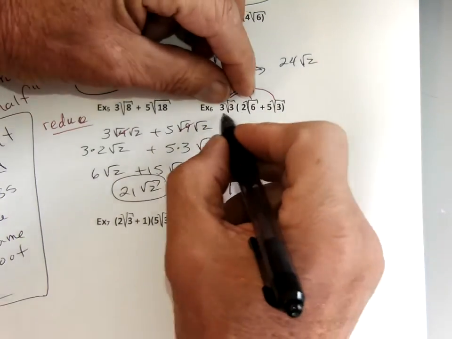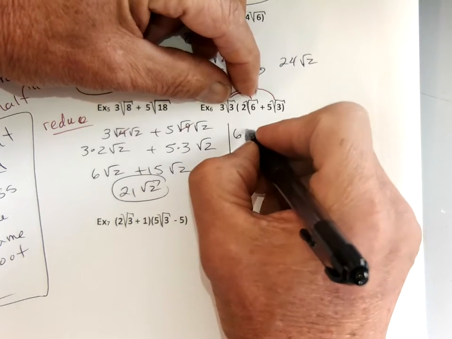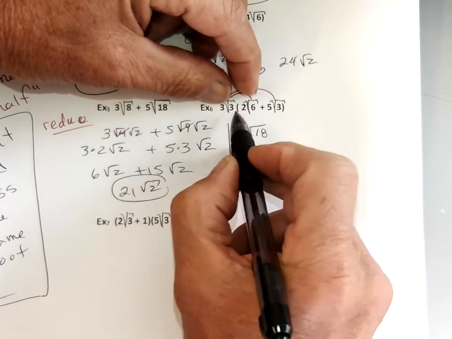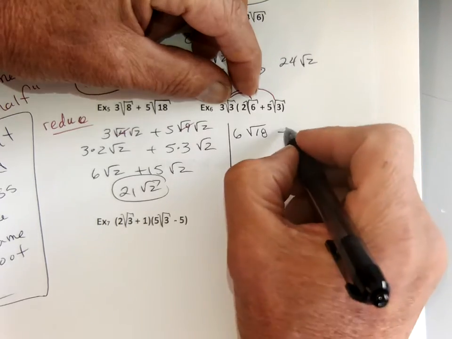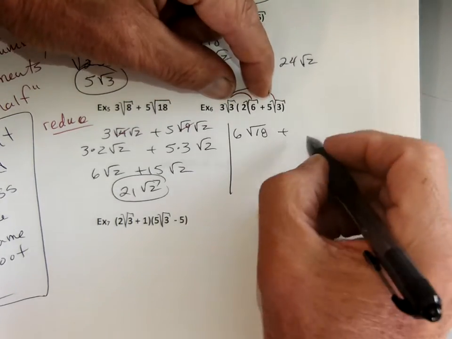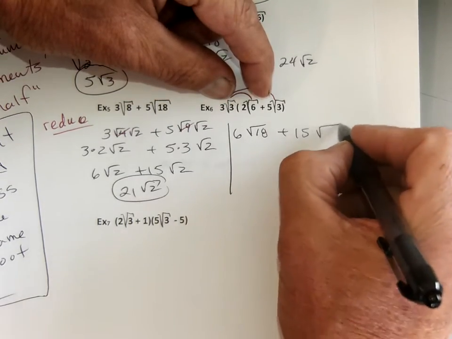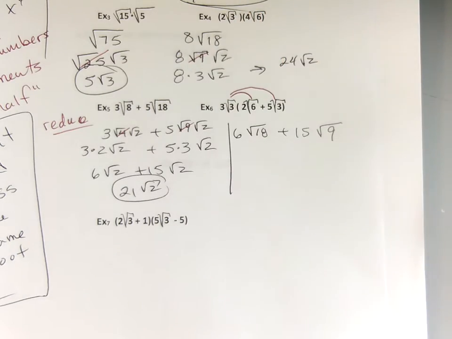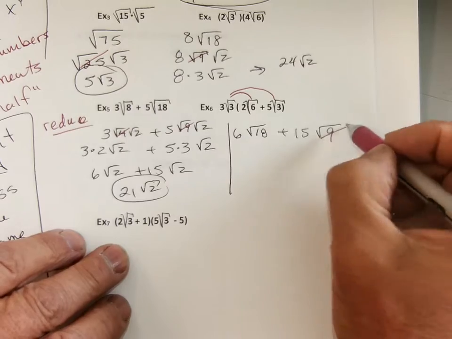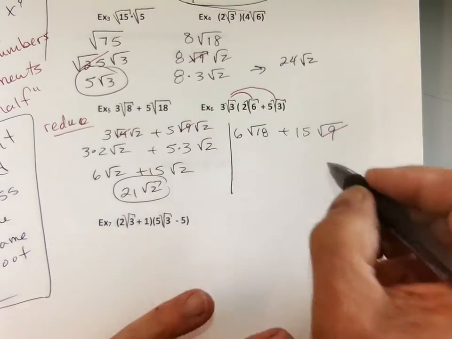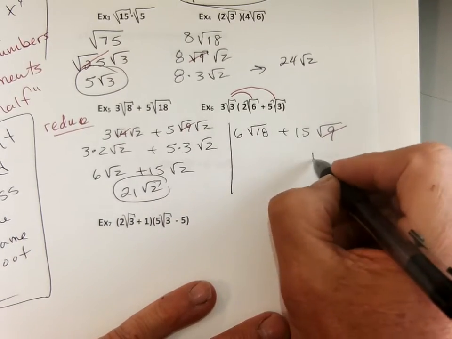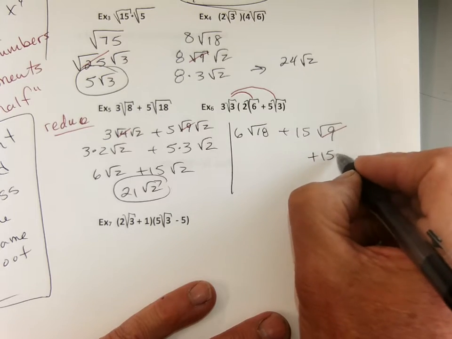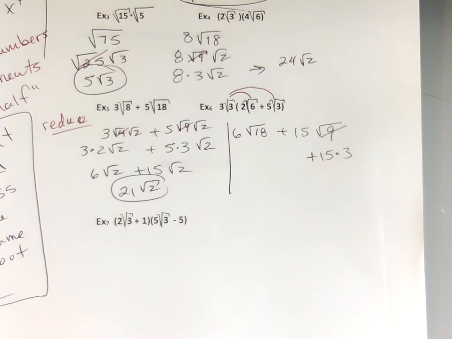So I get 6 square roots of 18. 3 times 2 and 3 times 6. Plus whole numbers to whole numbers. I get a 15. Square root of 3 times 3 is 9. Okay, now what can I do? Well, actually, I can do quite a bit. This is easy. Square root of 9 is 3. I know that. All right, so I get this. Let's just do the easy stuff. Plus 15 times 3. I know the square root of 9 is 3.